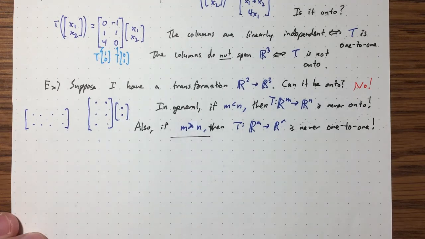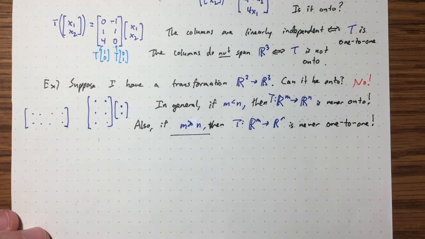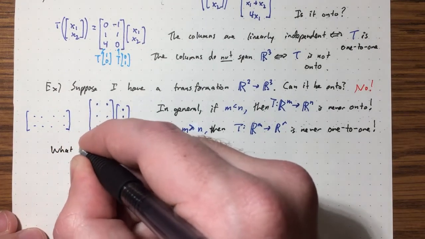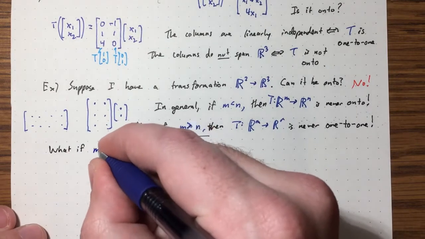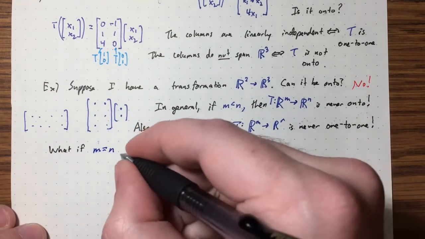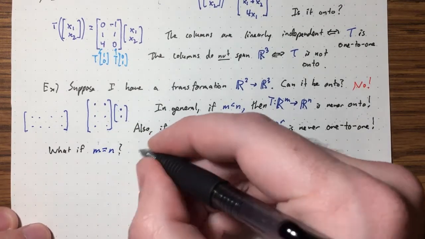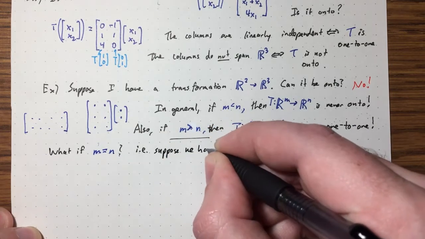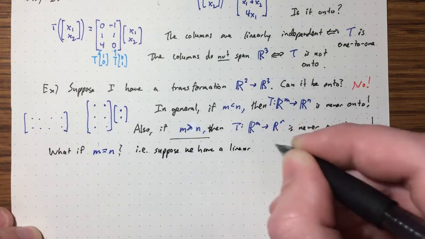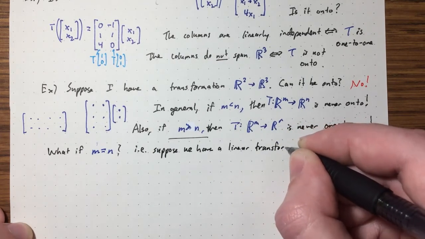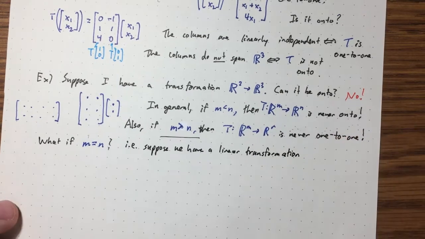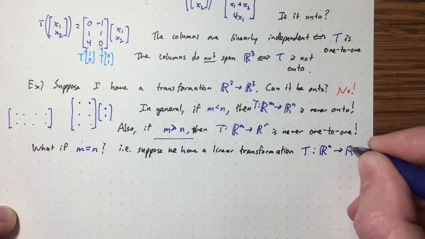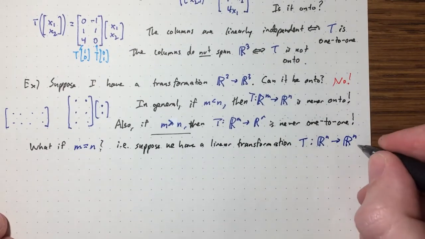So, what should we talk about next? I know what we can talk about. What about this special case? What if m equals n? What does that mean for us? Suppose we have a linear transformation from a space to itself. We saw a few of those last lecture. So we're going from Rn to Rn. What can we say?